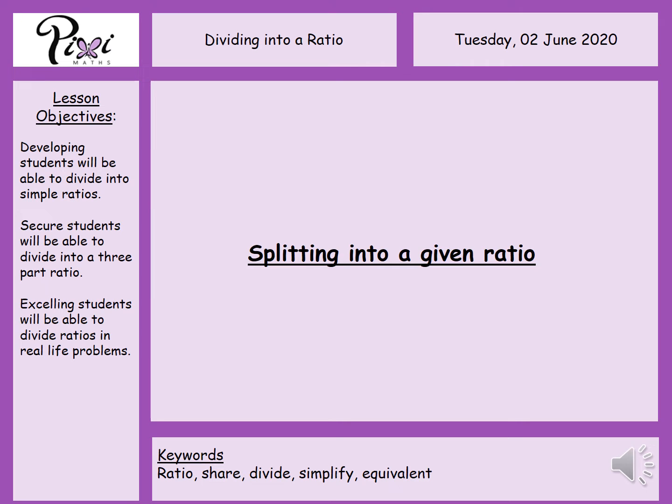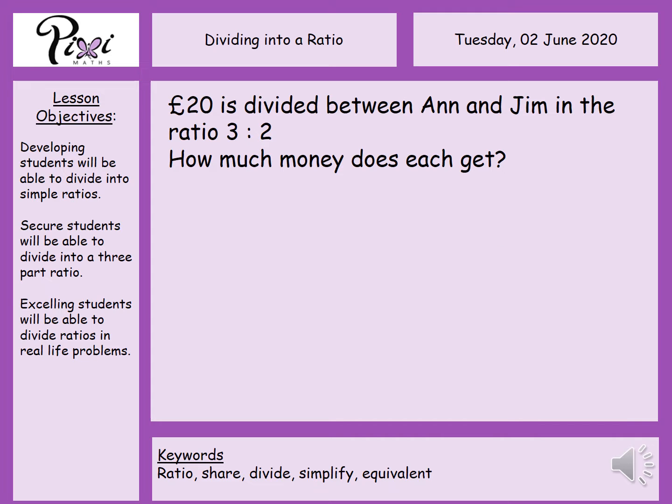Hi everyone, so we're carrying on with ratio today and we're looking at splitting an amount into a given ratio. Okay, so let's go through this example. £20 is divided between Anne and Jim in the ratio 3 to 2.